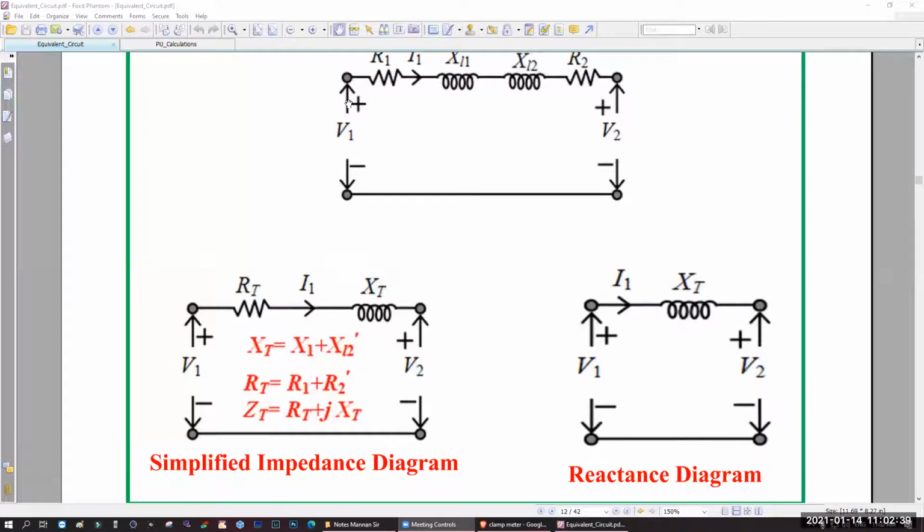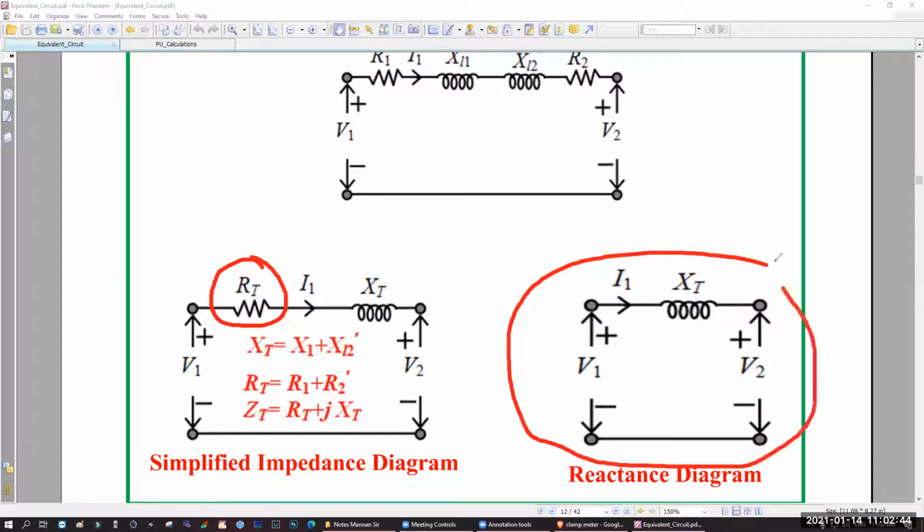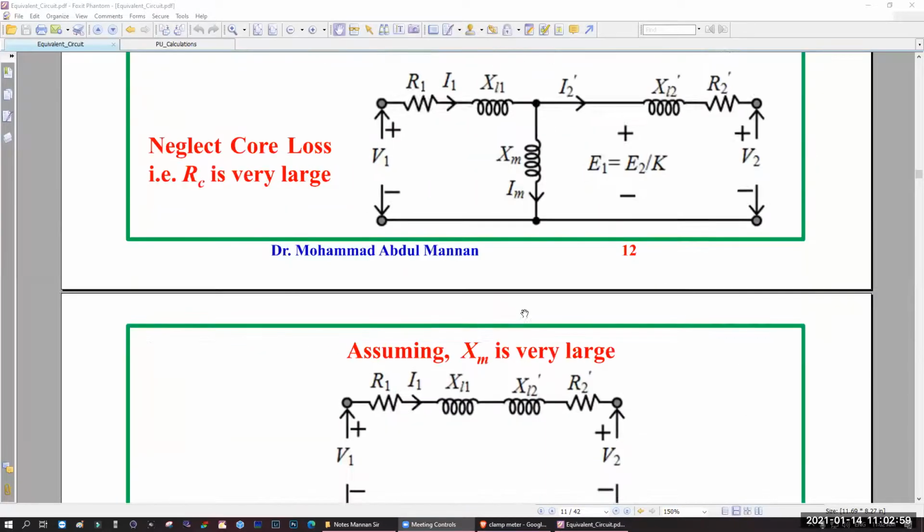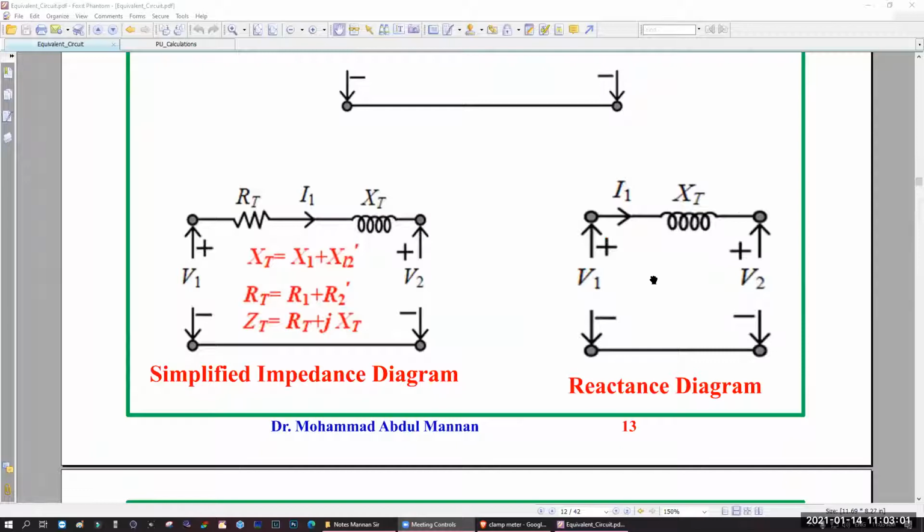Now if you ignore the resistance, you have only reactance: the simplified reactance diagram. Do you know why we are simplifying the whole thing to this? Because all of our math in the future will be done in reactance. That's why you have to convert a big circuit to a smaller one. Understood?